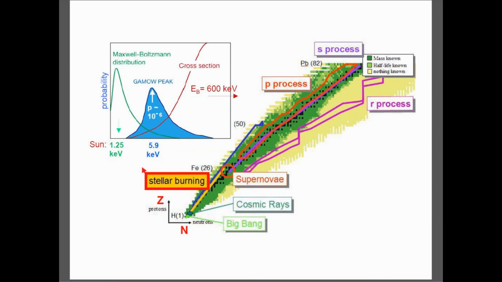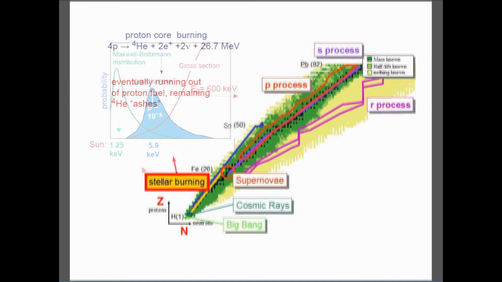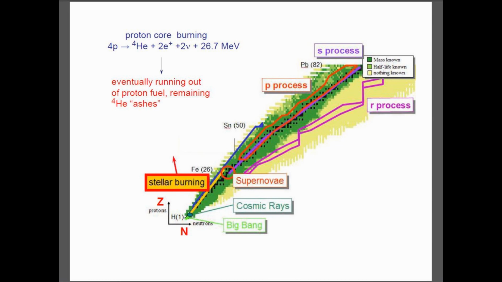And this is what makes the sun burn, create energy, and sustain itself, and it goes slowly because the probability is low. But eventually, in a star, and now I'm talking about a more massive star than the sun, they eventually will happen also to the sun. Eventually, in a few billion years, the protons run out. And what remains are the ashes of this burning.